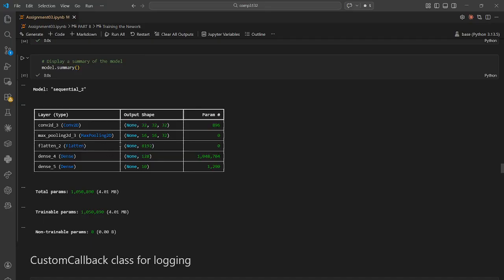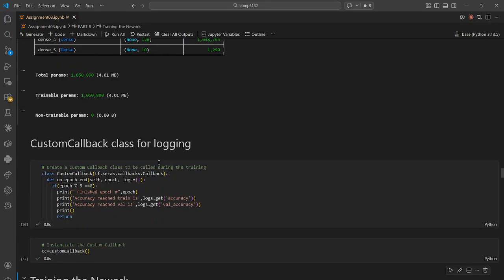And the next thing is flatten, which converts the 2D feature maps into a 1D vector for the dense layers. Next we have dense 128, which learns nonlinear combinations of features using ReLU activation, and dense 10, which uses softmax to output a probability for each of the 10 classes, like airplane, car, bird, cat, deer, dog, frog, etc.